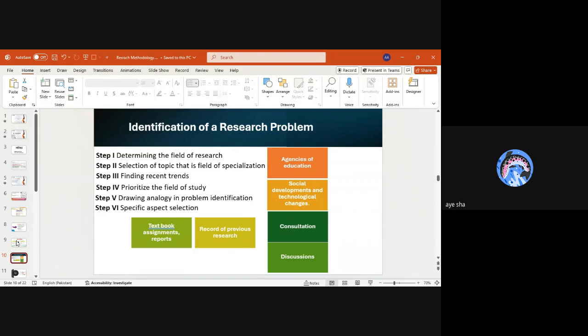Or you can look at the social developments or the technological changes in the past 10 years or past 5 years, that what is the behavior of people, what is the behavior of all these technological changes. Or you can consult any specialist.